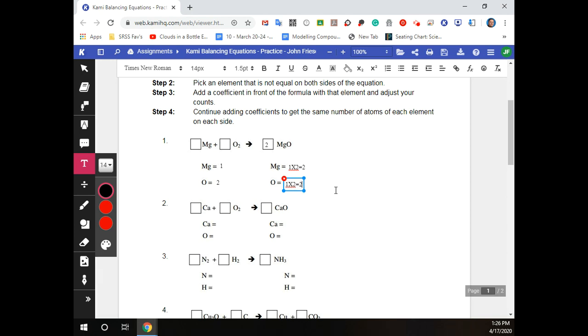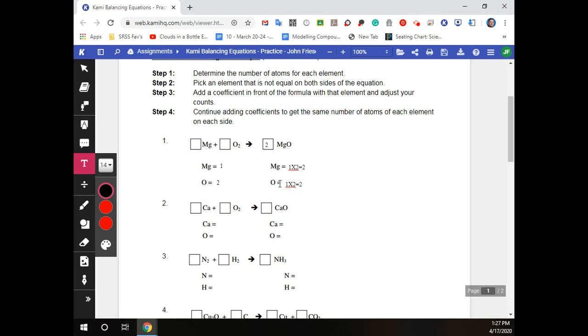So now we have another predicament. This one is 2. This one is 2. These are both balanced. But this one is not anymore, right? Because now this magnesium, we've had to change it. It's now a 2. And this magnesium is now a 1. So what do we do? Well, we multiply this one.